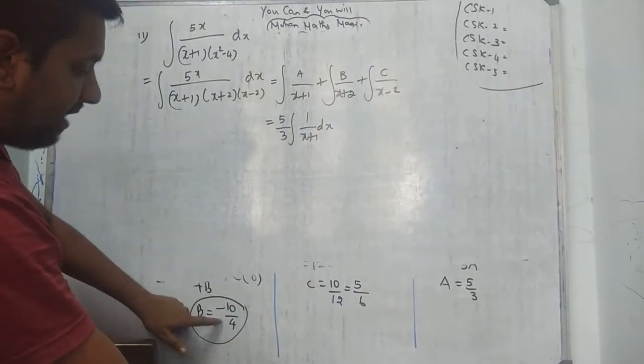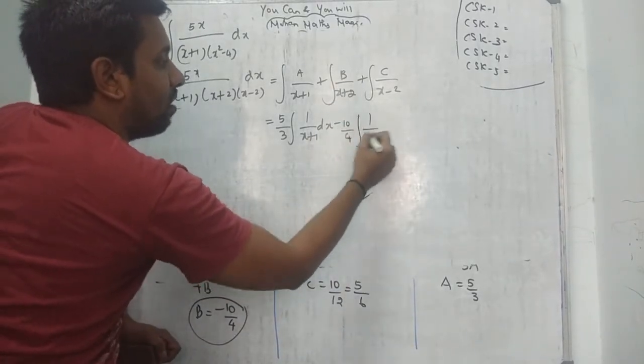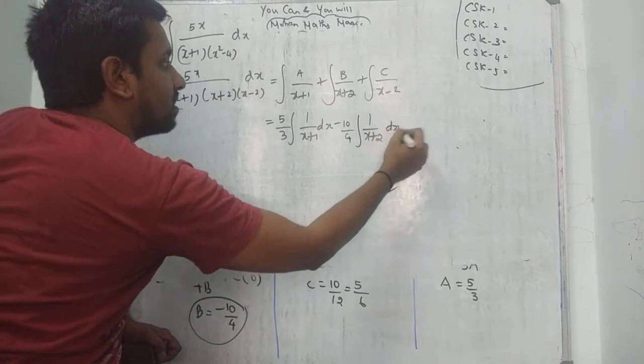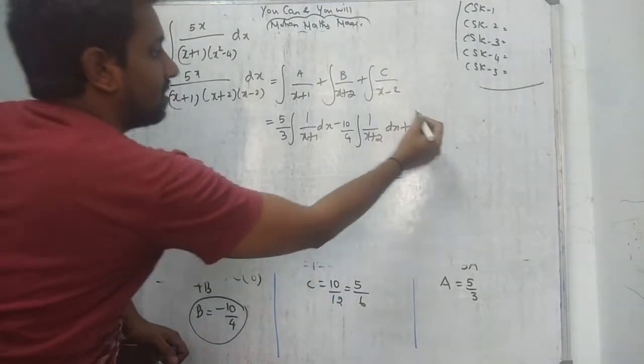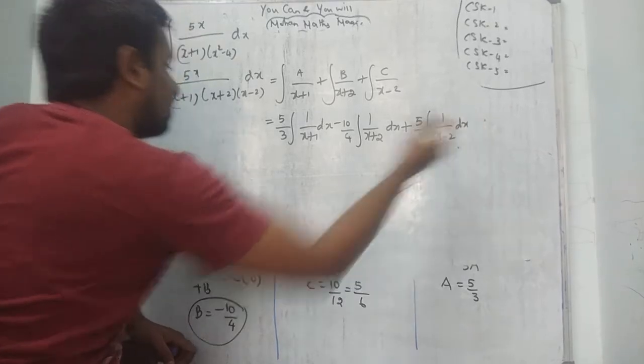B is minus 10 by 4. Put minus 10 by 4, take it out, with 1 upon x plus 2 dx, plus C, 5 by 6, integration 1 upon x minus 2 dx.